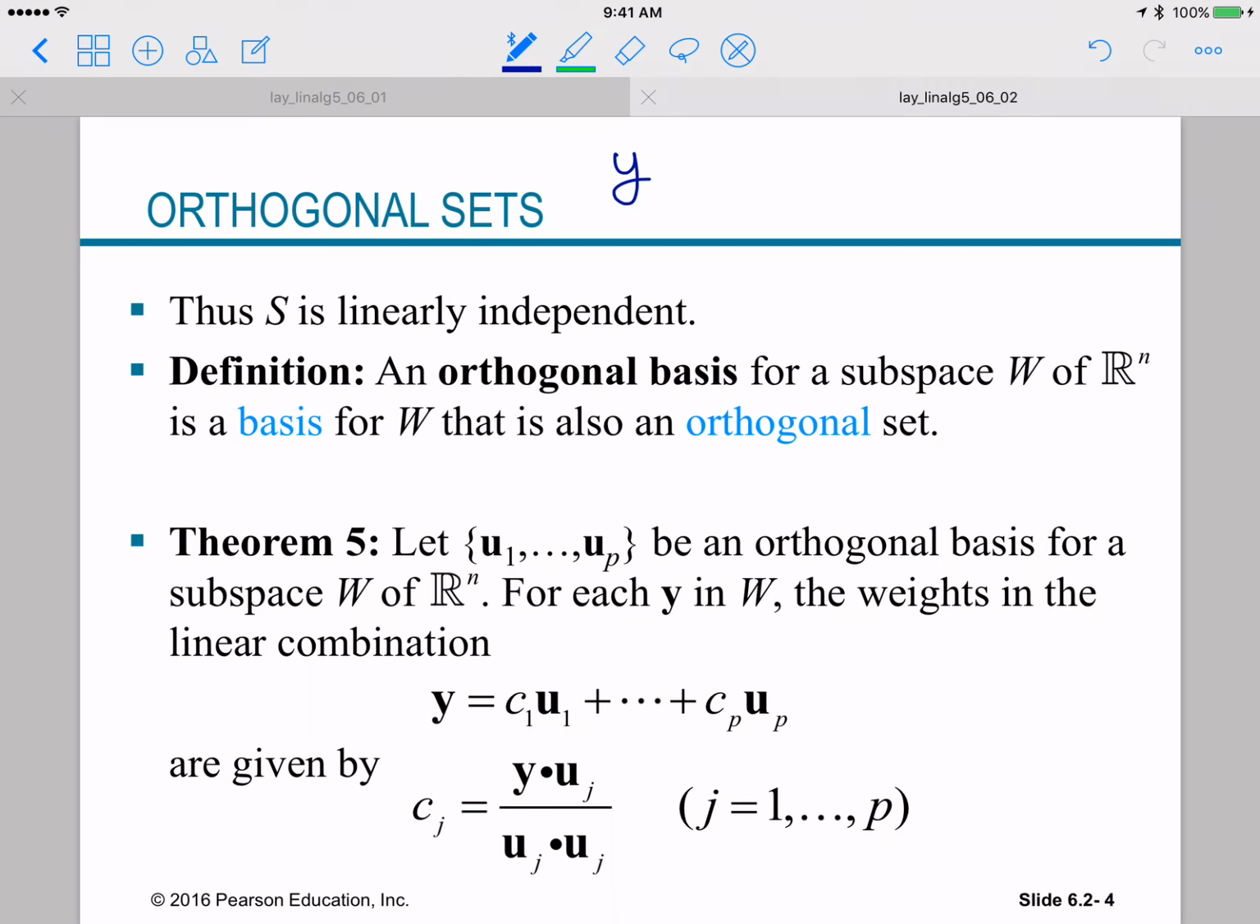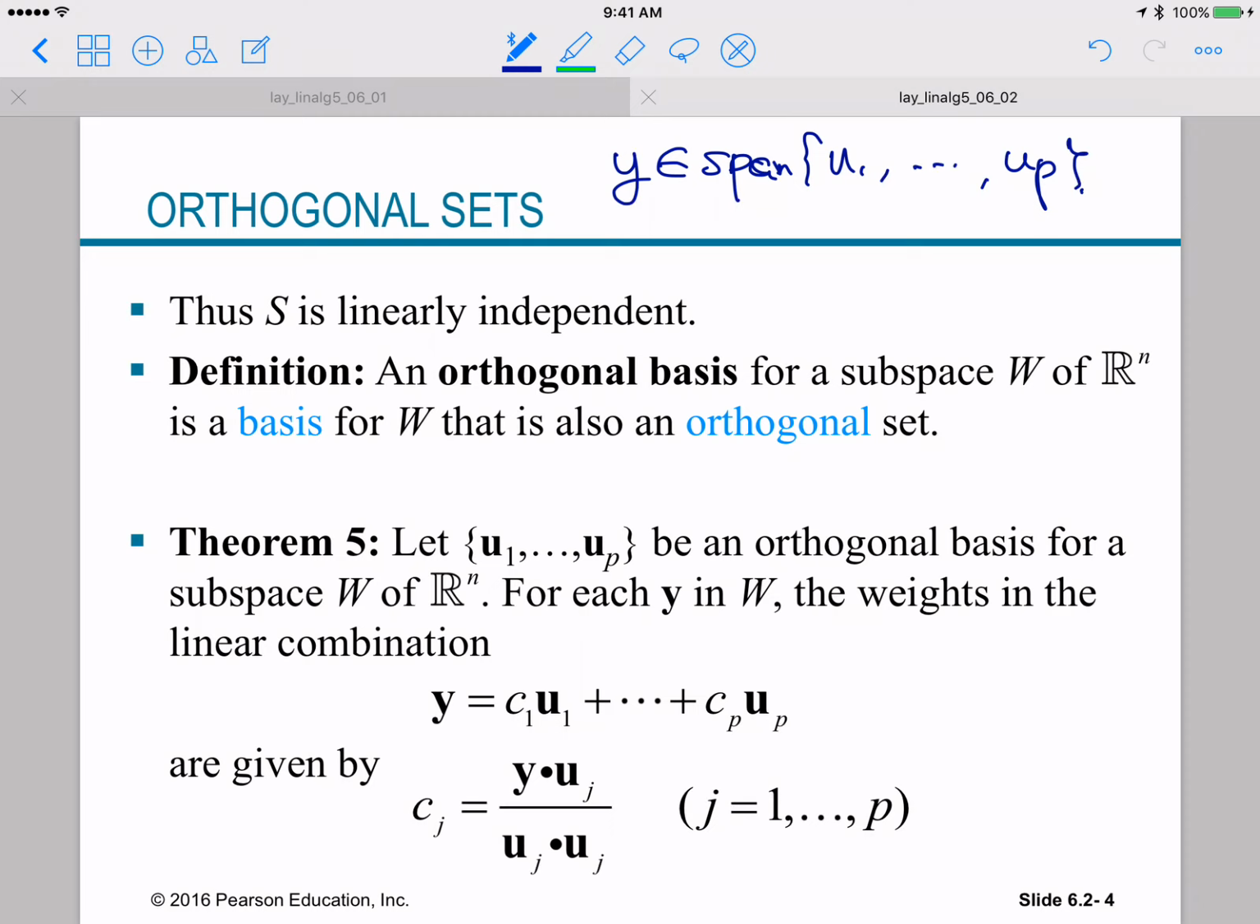Okay, and then now let's think about some vector y that is belonging to the span of u1 through up. One example is as follows. Suppose we have two vectors that are orthogonal to each other. These two vectors are your orthogonal set, and since they are also linearly independent, we can consider the span of these two vectors as this kind of plane. And then you pick up one vector inside of this span.